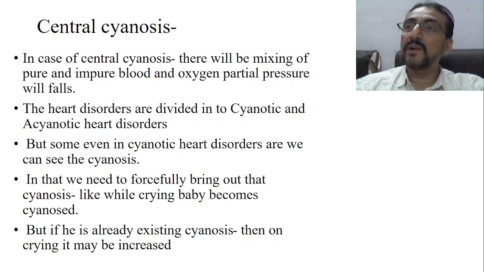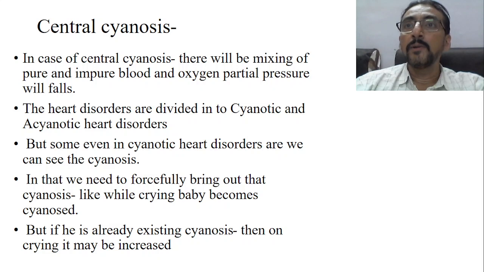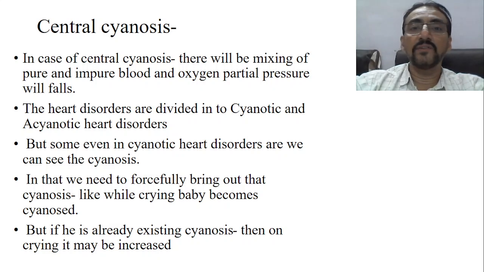Okay, so when pure blood is mixed with the impure blood, then what happens? Naturally oxygen concentration falls down. Suppose 100% pure blood is mixed with the 100% impure blood, then the oxygen concentration comes down to 50%. And that is the cause of cyanosis. So in case of central cyanosis, there will be mixing of the pure and impure blood, and the oxygen partial pressure will fall.